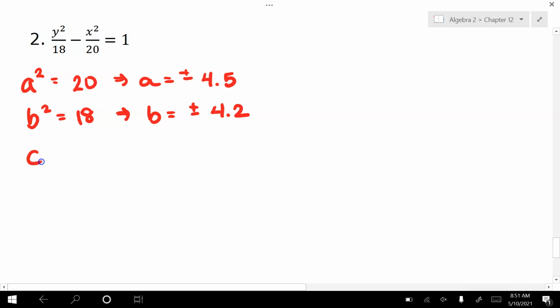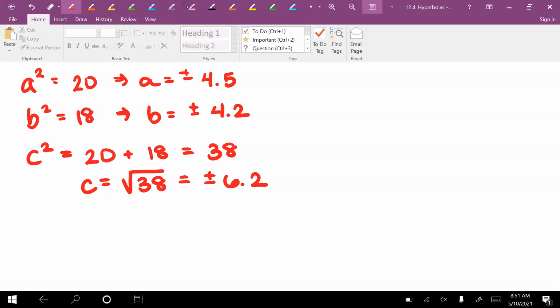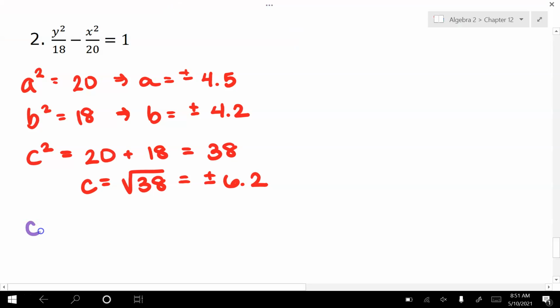To find your c, start by finding c squared by adding a squared and b squared. So that would be 20 plus 18, which comes out to be 38. So then c would be to take the square root of 38, which is about 6.2. And again, I'm having to round there. So now I'm using the left-hand side of my chart. My center is still going to be 0, 0. Vertices.